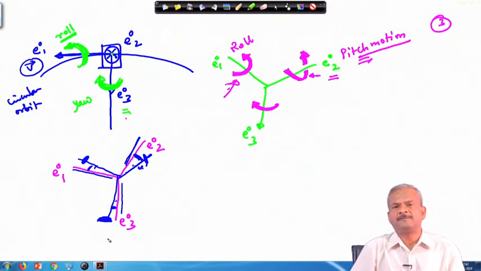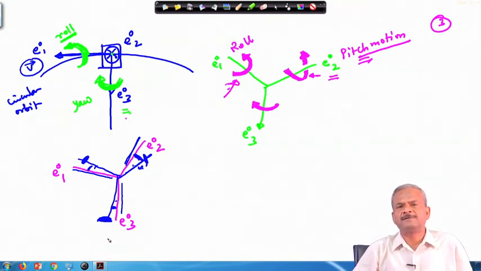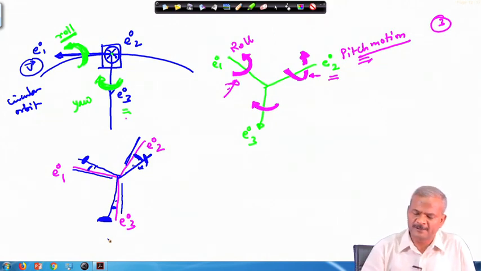But it so happens that whenever you take the case of the aircraft, in the aircraft we fix the three body axes.